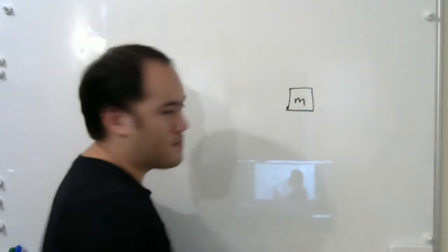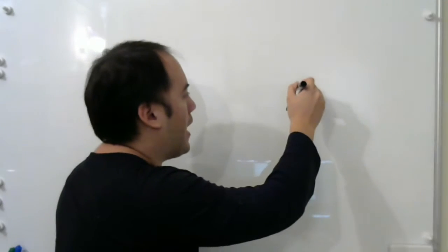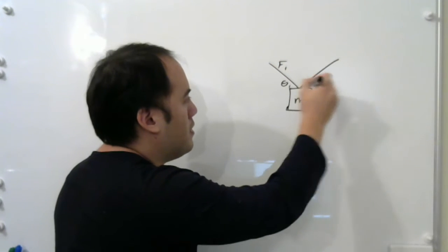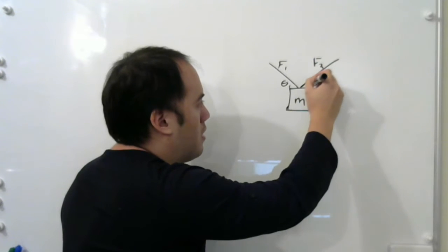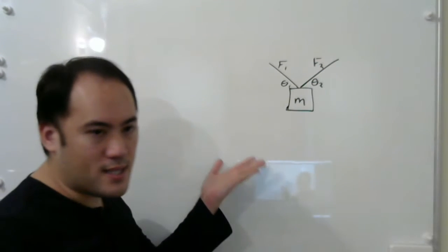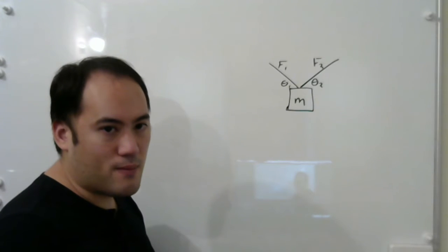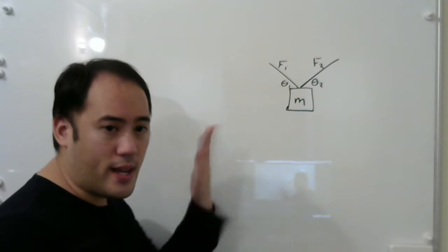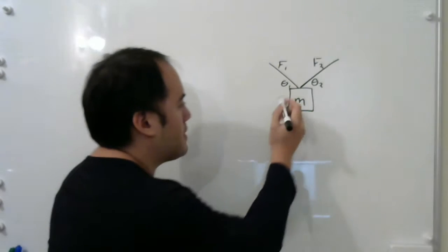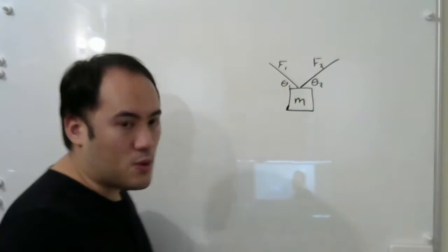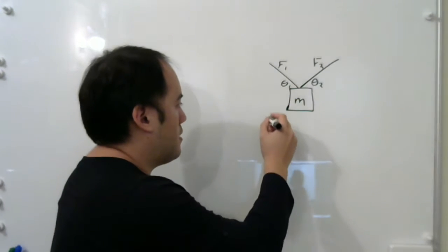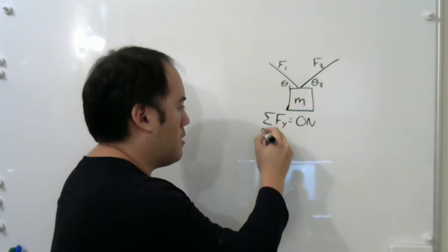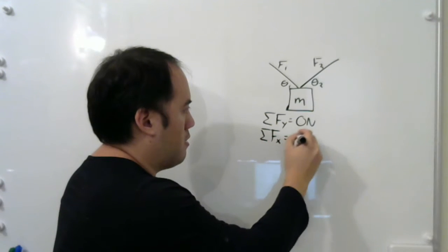A traffic light problem is a mass hanging from two cables or strings. F1, theta 1, F2, theta 2. Not always exactly like this, but it's a 2D free body diagram problem where the net y force and the net x force must be 0 for this object, traffic light or whatever, to be in equilibrium. So we have two equations.